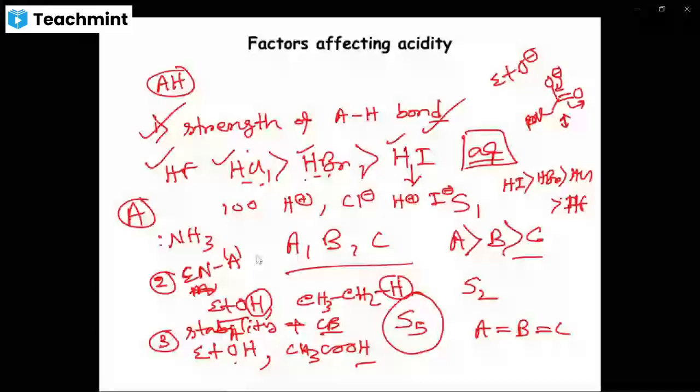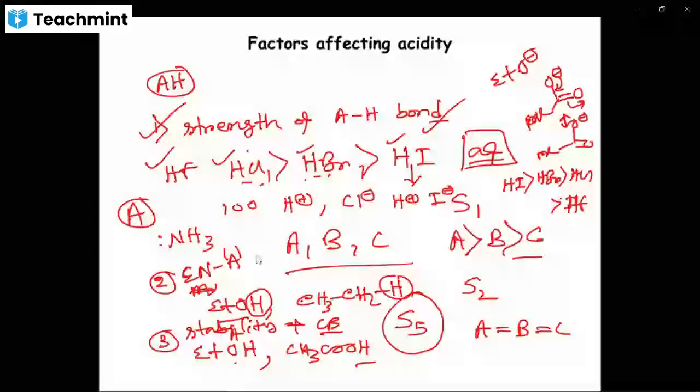So these are the three main factors on which the acidity of a molecule depends. Now the fourth factor is the solvent effect, and because here we will compare the acidity of different acids in the same solvent, we can take it as constant. But if we vary the solvent, and we have seen at the start of this lecture that as we vary the solvent, the acidity can also differ.